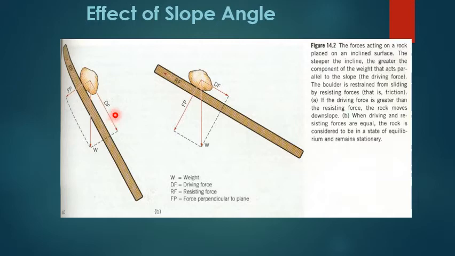The boulder is restrained by the resisting force, that is friction. If the driving force is greater than the resisting force, the rock moves down. When the driving force and resisting force are equal, the rock is considered to be in a state of equilibrium and it will remain stationary. In this diagram, you can see that a lower angle of the slope makes the boulder stable compared with this illustration where you have a steeper angle.